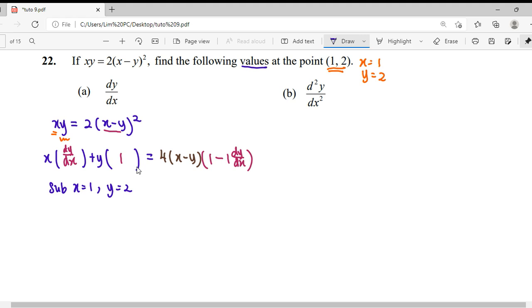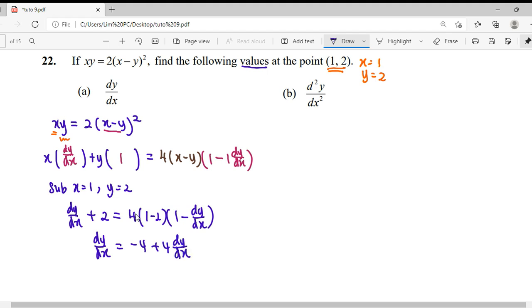They didn't ask us to find out dy dx in general, only the value for dy dx. So substitute x is 1, y is 2. It becomes 2 times 1 equals to 2. So 4 times (1 minus 2, and then 1 minus dy dx). So what's your dy dx? Here we expand. So here will become negative 1 times 4, negative 4 plus 4 dy dx. So these two, I move to the right hand side, become negative 2.